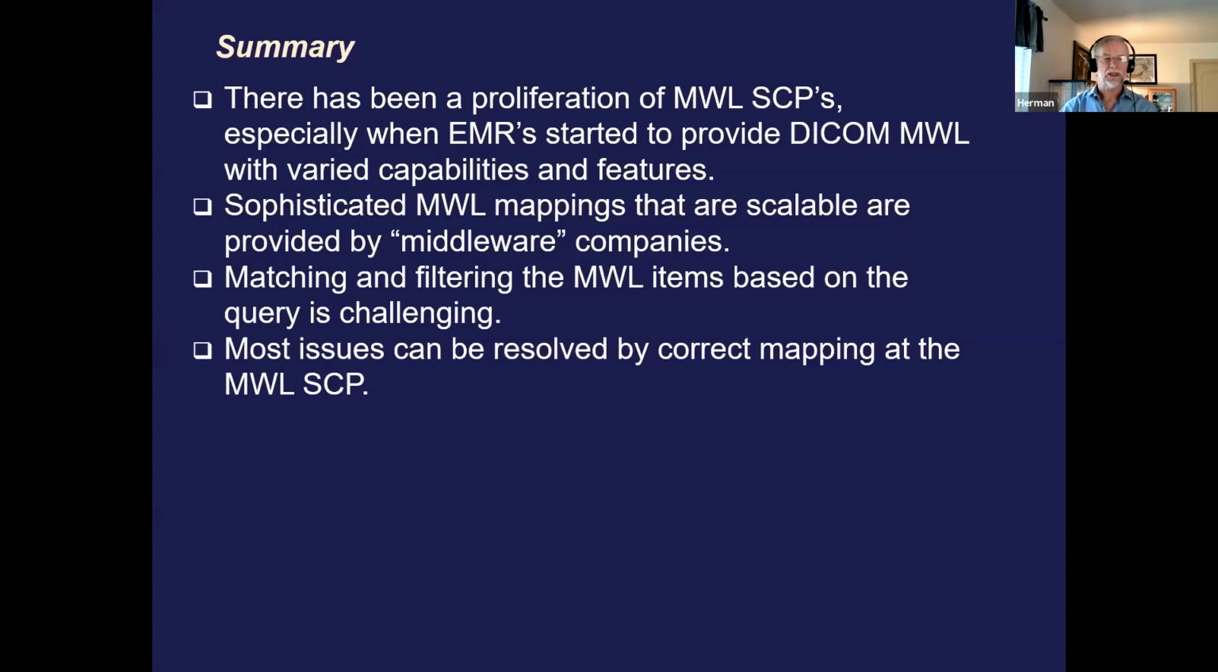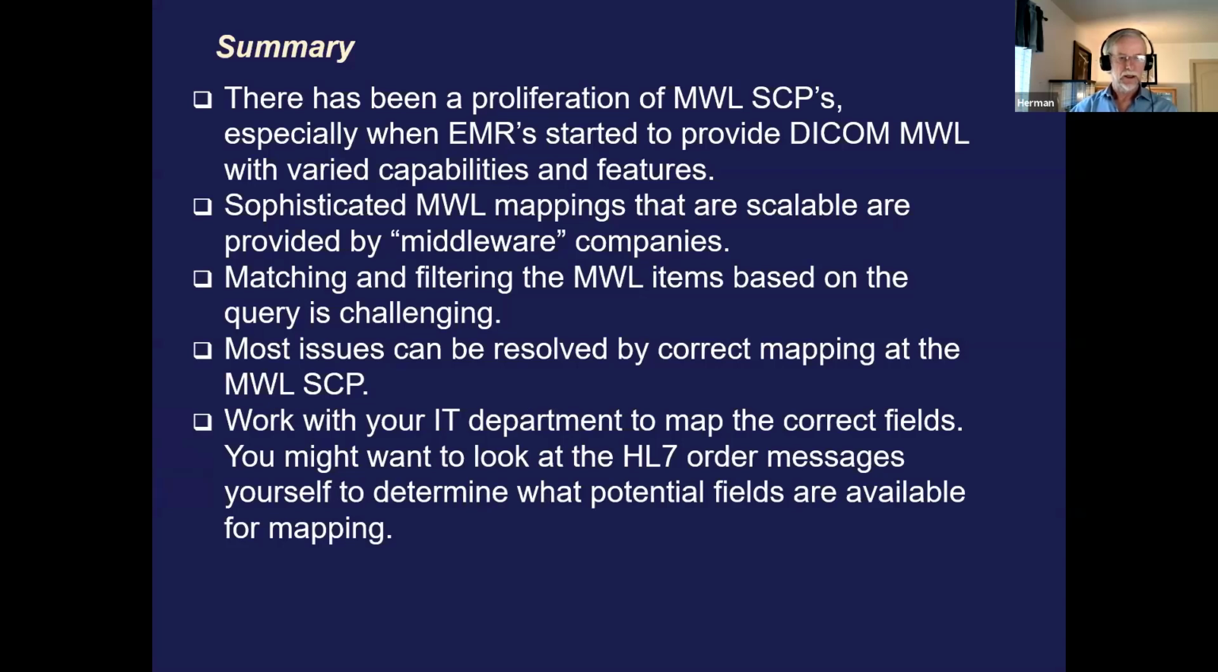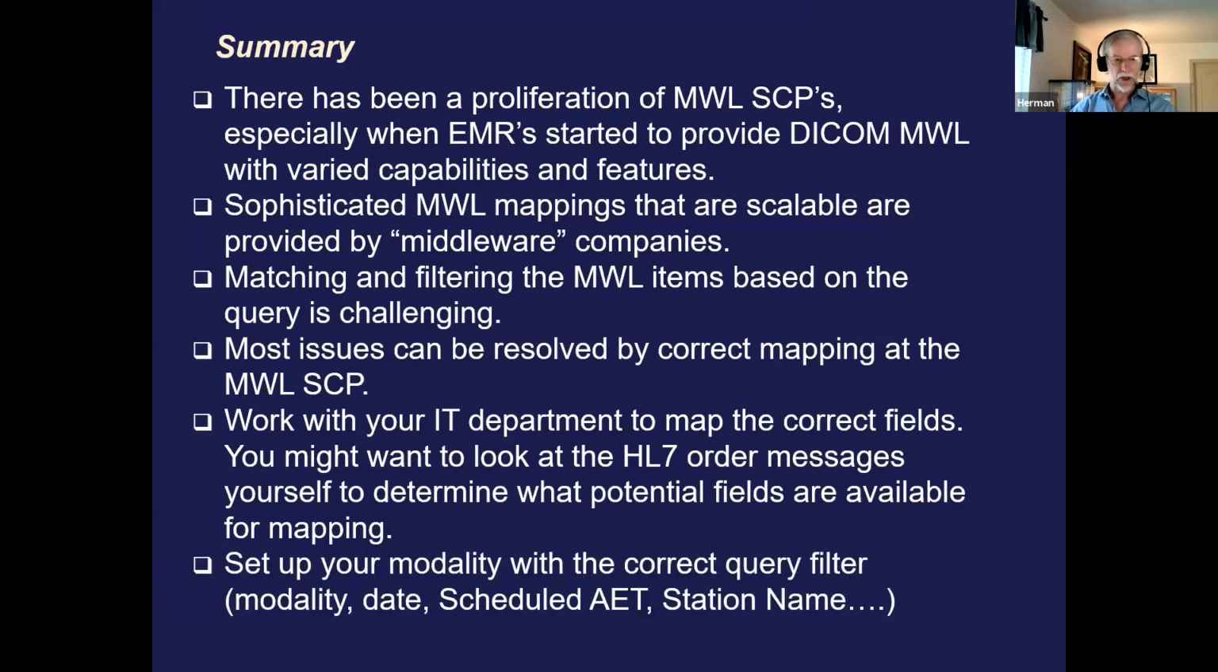Go to the modality worklist SCP, talk to your vendor, and get trained on that. If your vendor says, well, I'll do the mapping for you, say, no, I'd like to know how you're doing it, because next time I can do it myself. Right? Get trained on that. It shouldn't be that hard. Work with the IT department to map the correct fields. You might want to look at the HL7 order messages yourself. Something might be there that would give a hint, maybe there's a department there. Maybe there's some other information in the order that can be used to map to exactly what you need. Right? And set up your modality with the correct filter, of course.